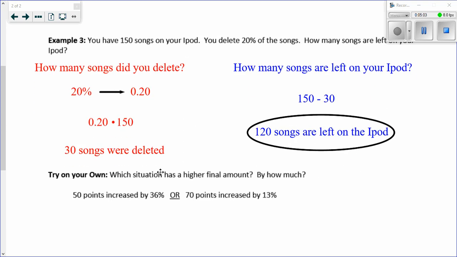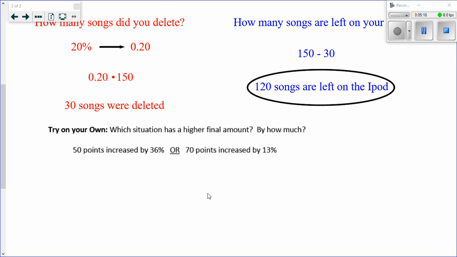This last try on your own is actually 2 and 1. I snuck in an extra one. Which situation has a higher final amount, and by how much? So you have to do both of them to compare them. So it's kind of like spiraling back as well. But try these 3 on your own and then we will go over them next class.